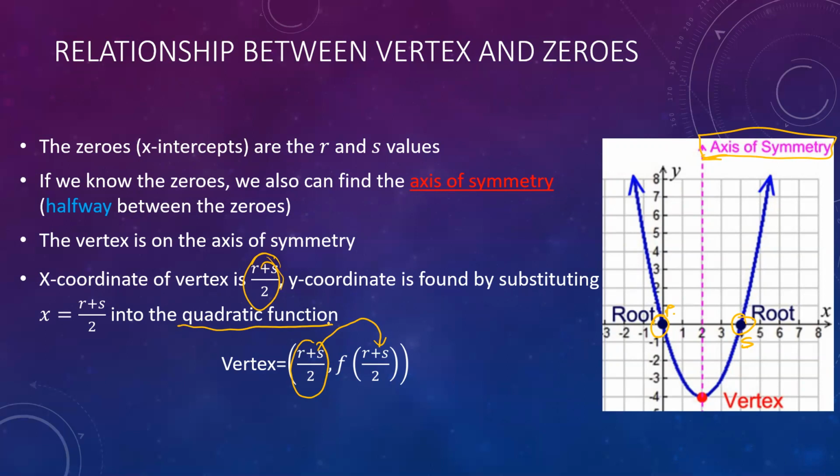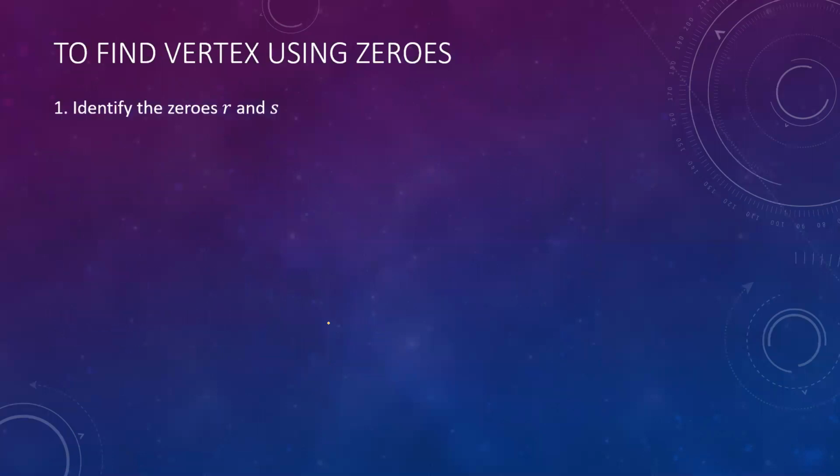We'll look at an example. I think it's more clear with an actual concrete example here. So let's look at finding the vertex using zeros.